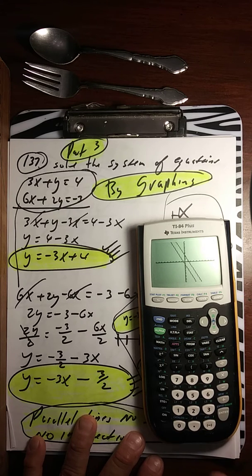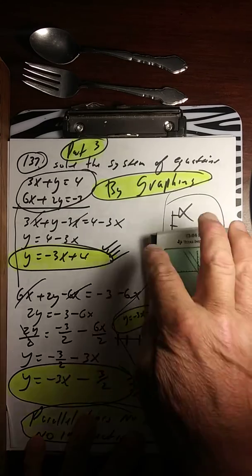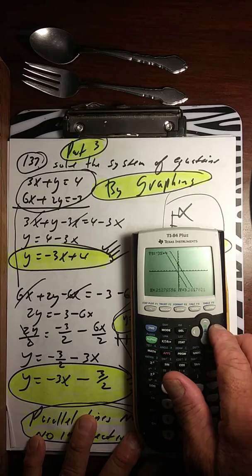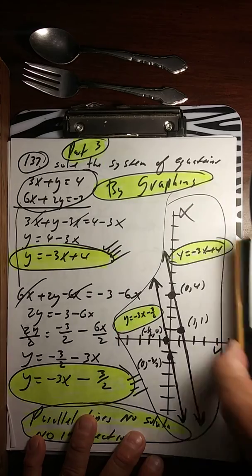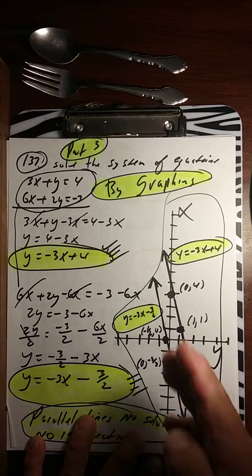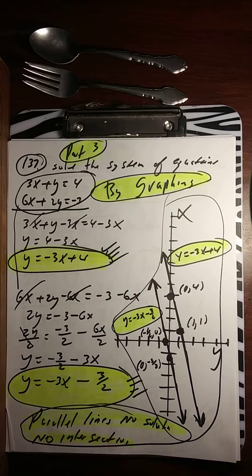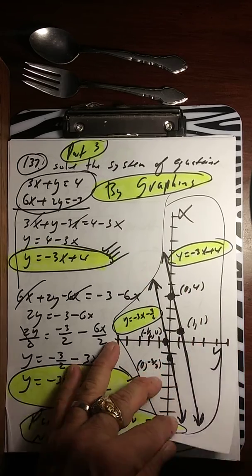Parallel lines. Yep, they're next to each other, but do they intersect? No, they don't intersect anywhere. So, parallel lines means that they're not going to intersect. There's going to be no solution there, no intersection. Parallel lines, no solution, no intersection ever.